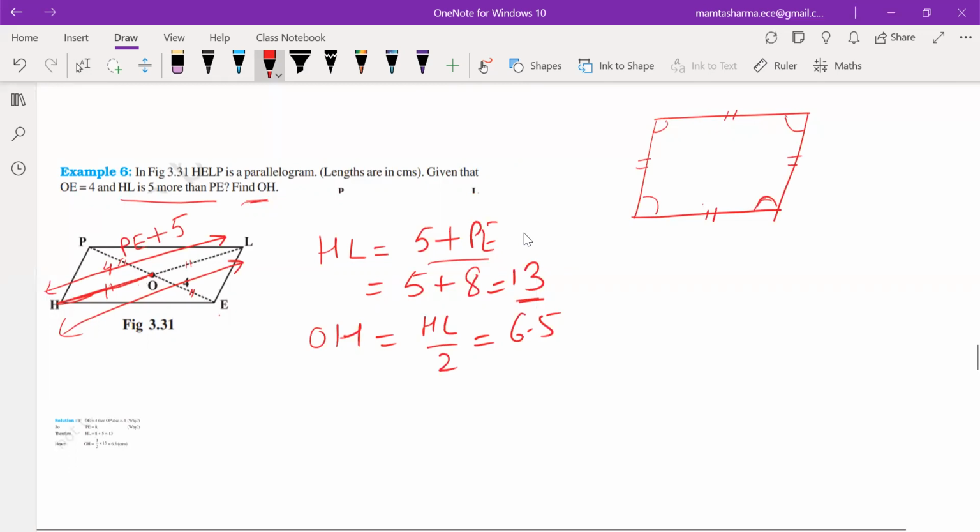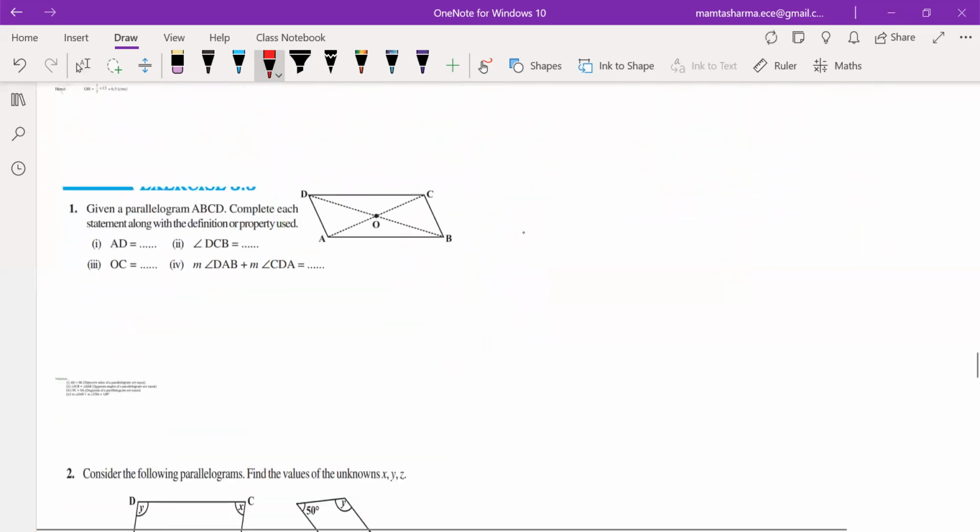Adjacent angles are 180 degrees. Angle B plus angle C will be 180 degrees. And the diagonals are equal. Okay. So this will be the midpoint of the diagonal. So these are the properties of a parallelogram.